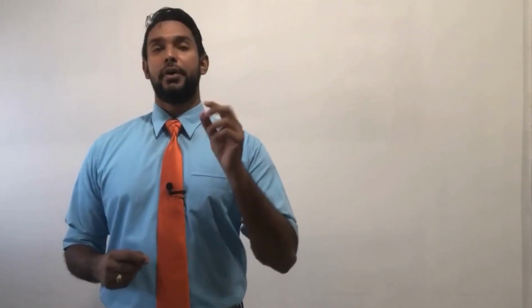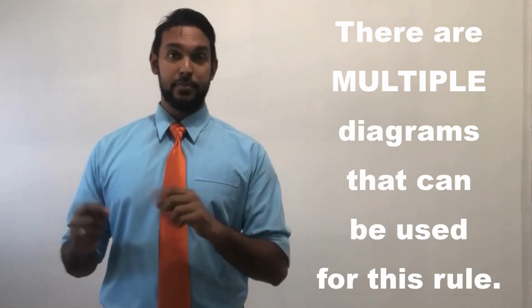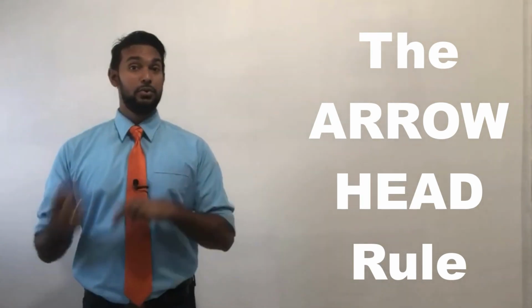In this video I'm going to show you why the angle at the center of the circle is equal to 2 times the angle at the circumference. Now just so you know, there are a few different diagrams that go along with this rule, so I'm going to show you all of them but one at a time. So let's start with the first one, which I call the arrowhead rule, and I'll show you why.